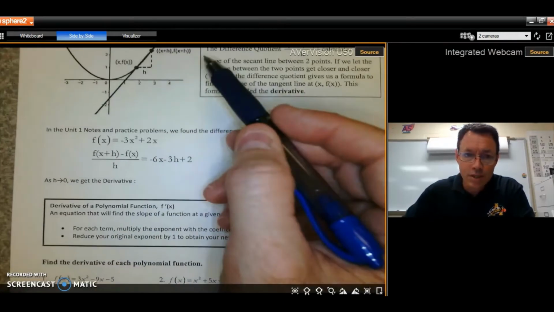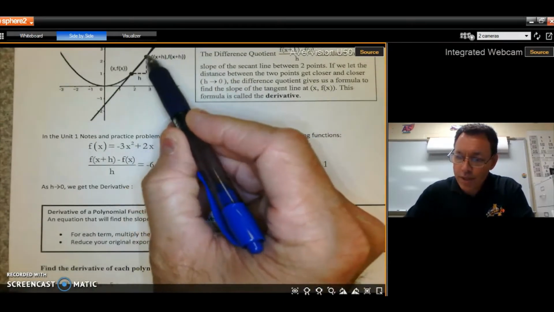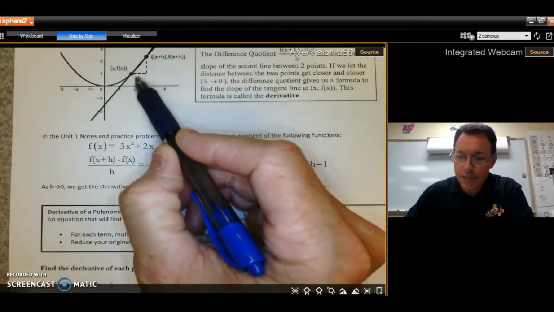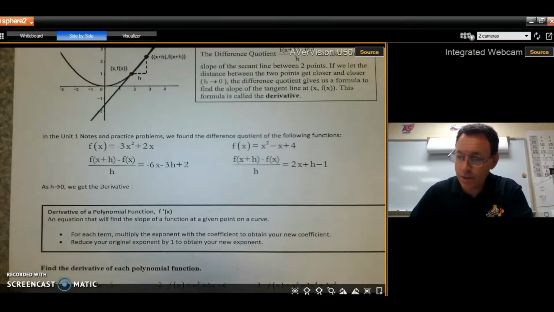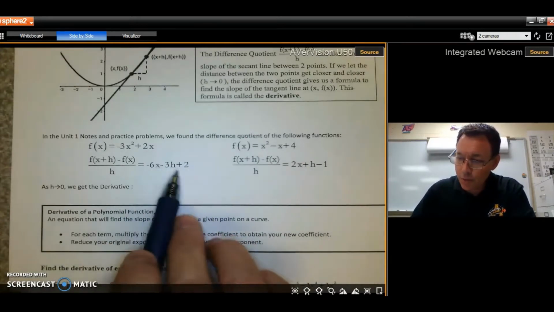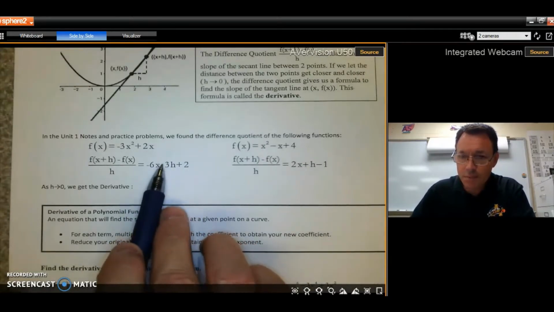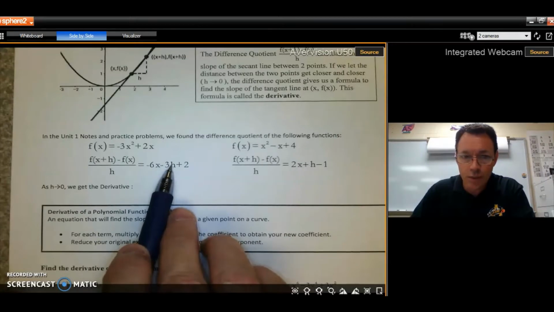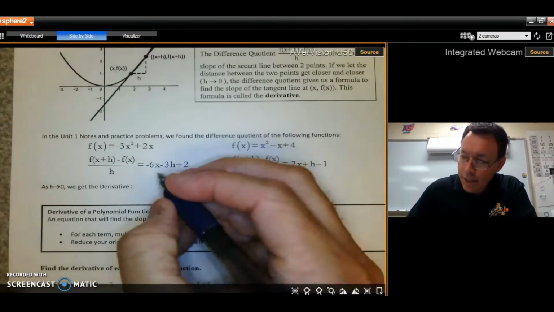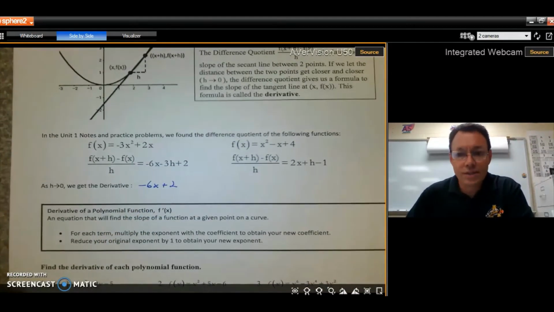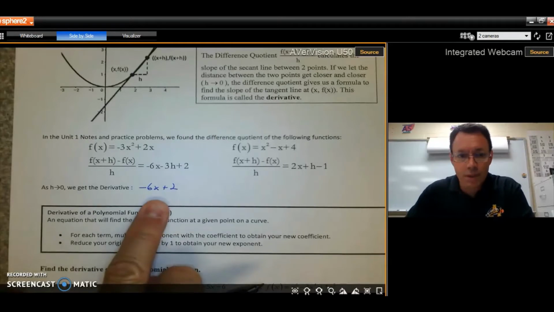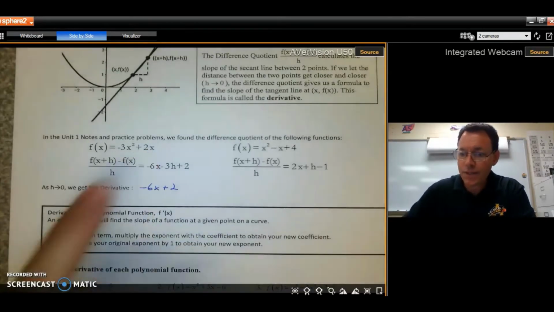But remember what I just said. As these 2 points get closer and closer together, and essentially this h starts to disappear, that's the derivative. So imagine this formula with this middle term disappearing because this h is getting really close to 0. So essentially it's going to disappear, and we're left with this. That's the derivative. That formula will find you the slope at any point on this function.